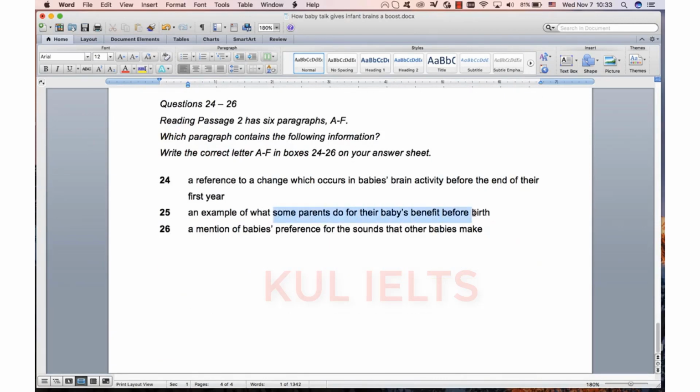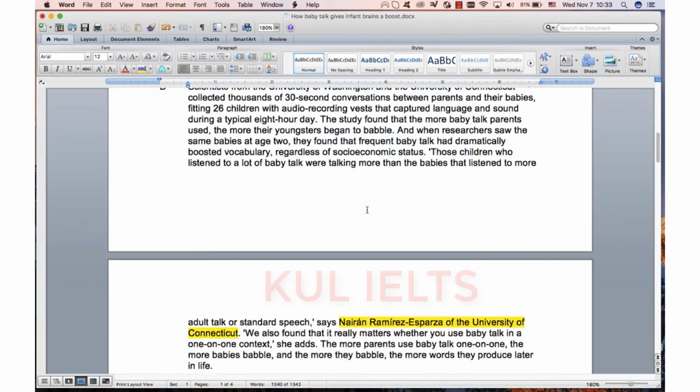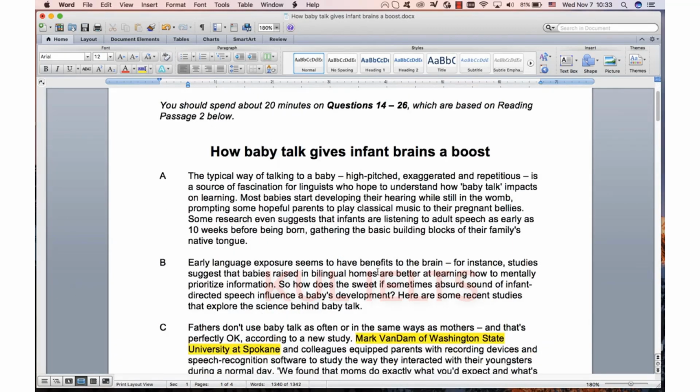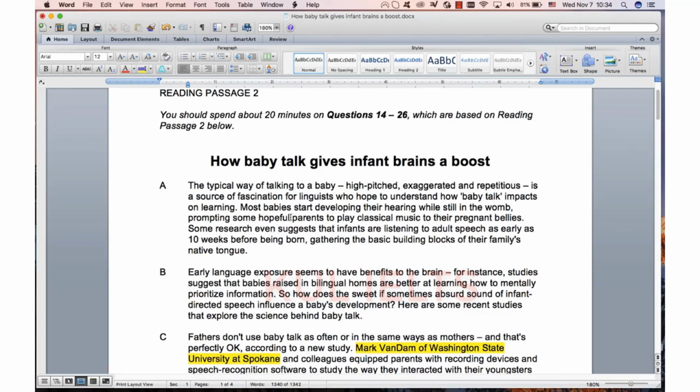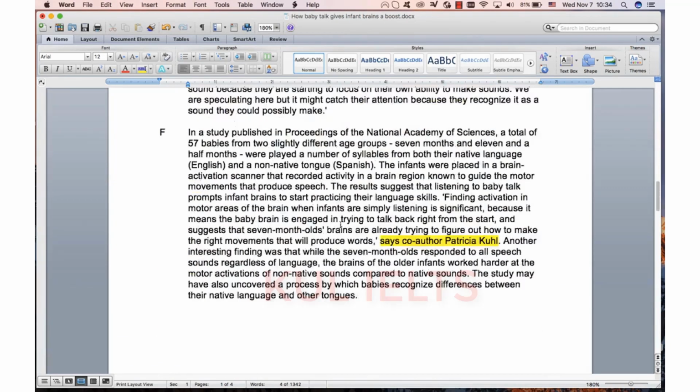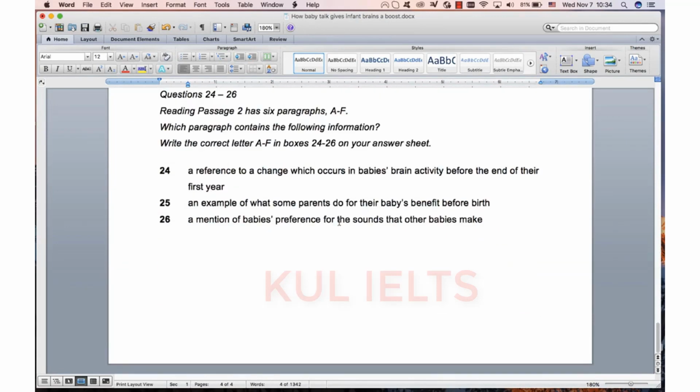What some parents do for their babies before birth. That's interesting, before birth. A mention of babies' preference for the sound that other babies make. And I'll just show you where they are. Remember, you will look in A, B, and E. What do parents do before birth? Parents play classical music while the mother is still pregnant with the baby. Still in the womb means still in the mother's stomach. So that one is A. You could find it quite quickly because you start scanning at A.